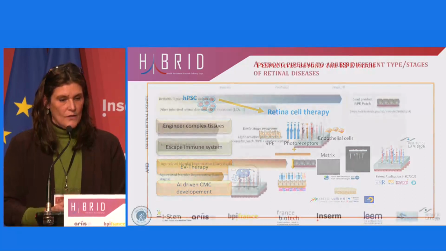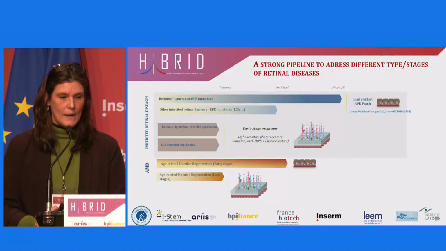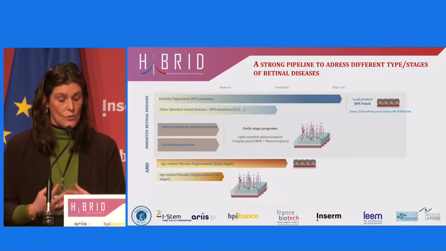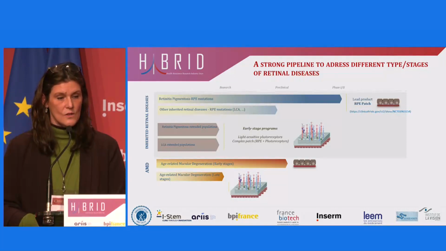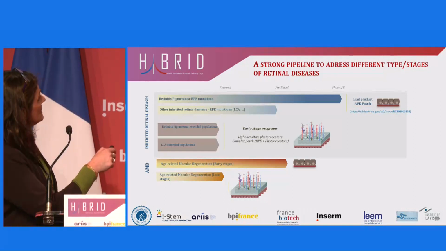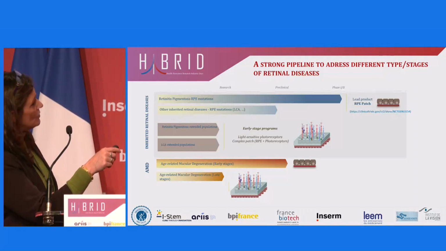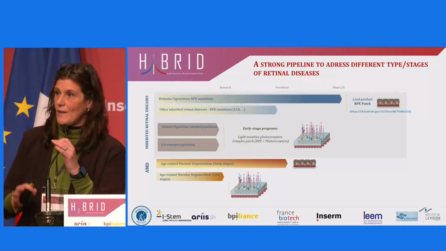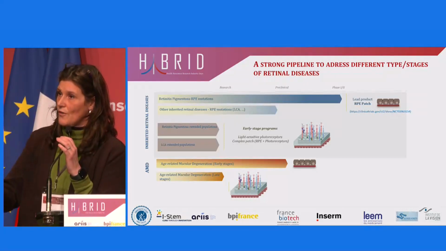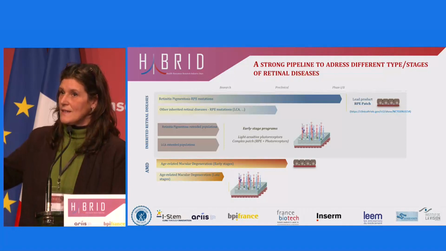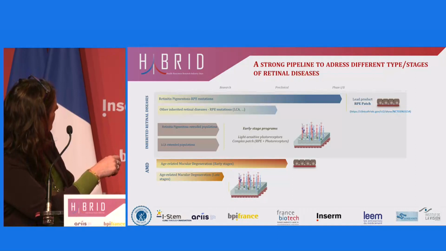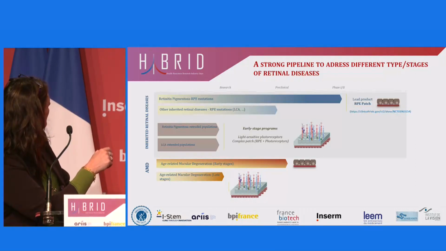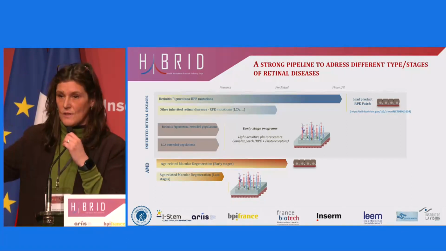And just to finish, this is the pipeline that we are addressing. So we have a strong pipeline addressing different types and stages of retinal diseases. In monogenic disease, so in retinitis pigmentosa, the patch we have developed covers about 5% of the disease. So we're working on trying to develop products for the other 95%, but also developing a more complex patch for more frequent diseases like AMD at different stages.